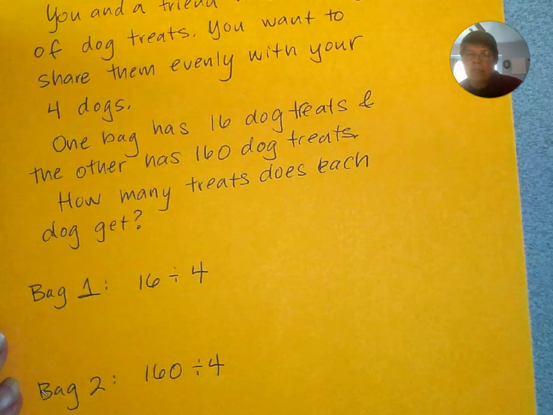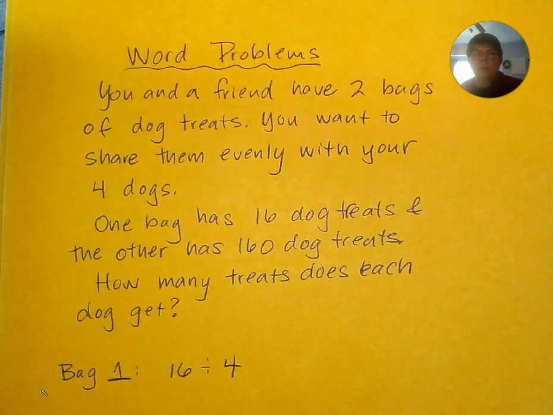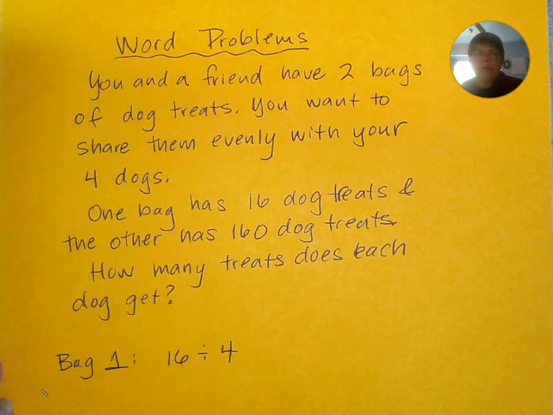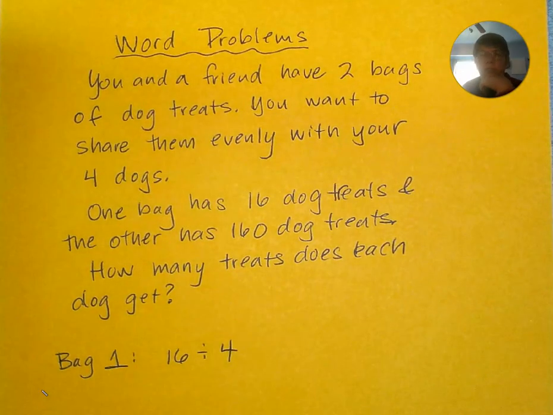All right, let's look at some word problems. You and a friend have 2 bags of dog treats. You want to share them evenly with your 4 dogs. Just you and your friend. Doesn't matter if it's you or you and your friend. We're not counting those people. We're just counting the 4 dogs.